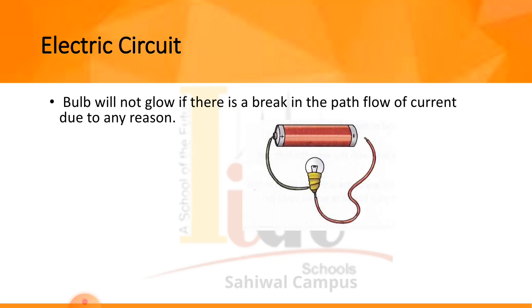In this circuit, you can see that the connecting wire is connected to the positive terminal and to the metallic tip of the bulb, and the second connecting wire is connected to the metallic holder or the metallic base of the bulb. Up to this stage the connections are at the proper place. But at the negative terminal of the battery, the wire is not connected. Such circuits are known as open circuits, and they do not allow the flow of current.